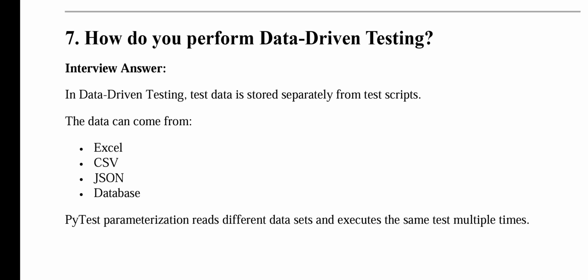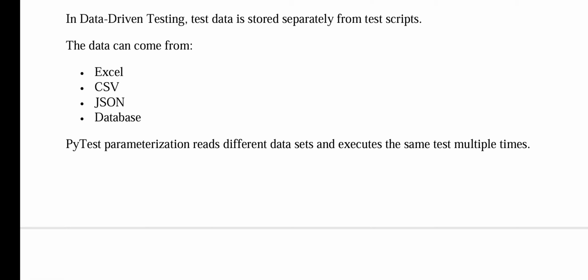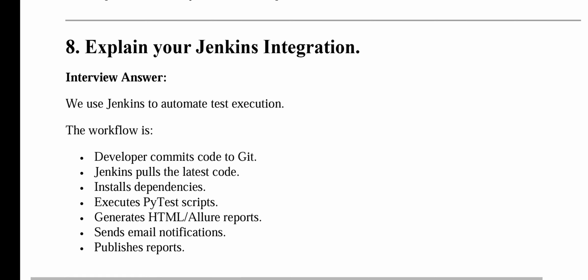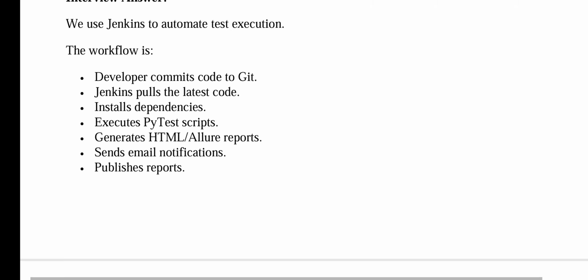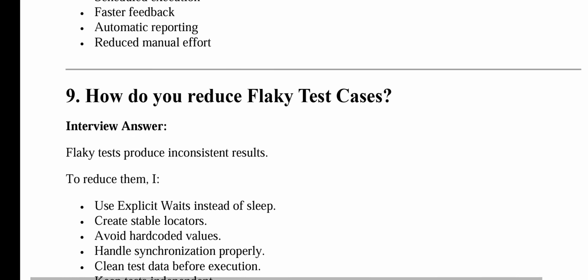The seventh question talks about how do you perform data driven testing. So in data driven testing, test data is stored separately from test scripts. So the data can come from an Excel file or CSV file or JSON file, or it can be from a database. So you can elaborate your answer. Okay, and the next question goes like, explain your Jenkins integration. Okay, so you need to explain the step by step workflow and the benefits of it.